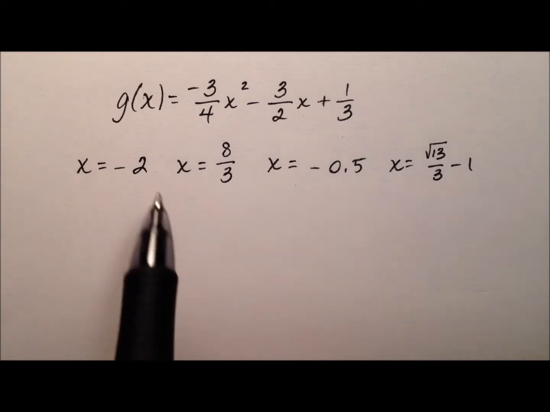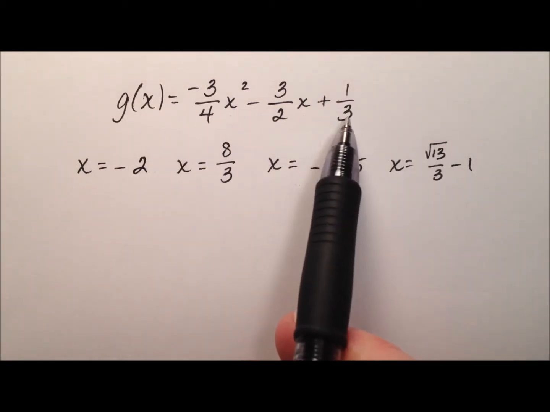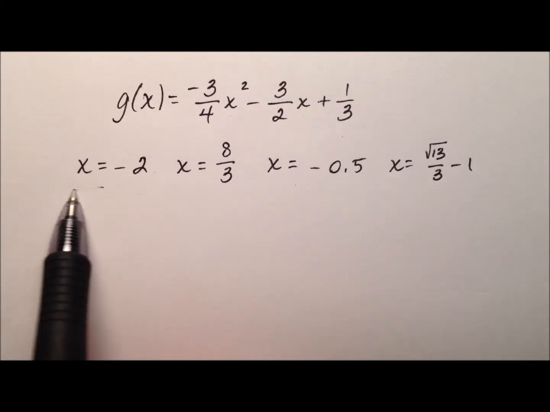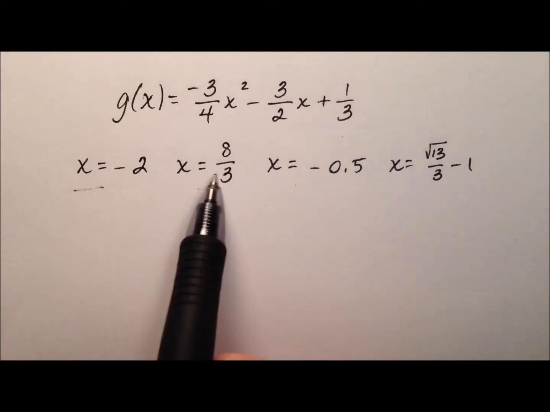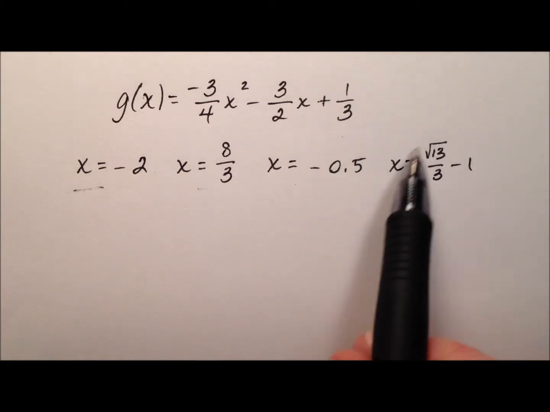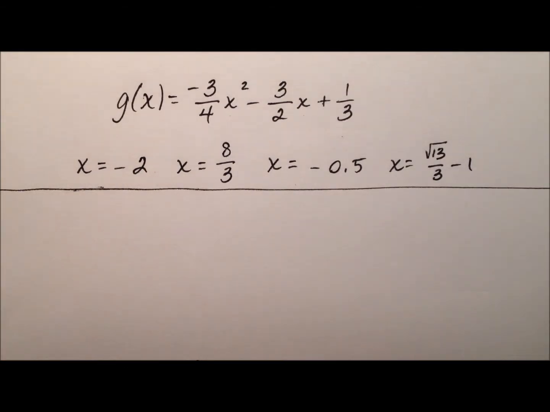In this example, we're going to take this quadratic function, g of x, which is written in standard form, and we're going to evaluate it at 4 separate values of x. You'll notice we have a nice integer here, a fraction, a decimal, and this irrational number over here that contains the square root of 13. So we're just going to step through this one at a time and evaluate.